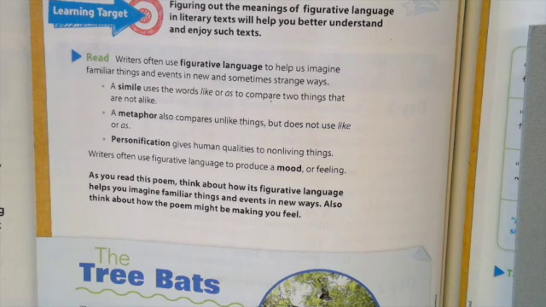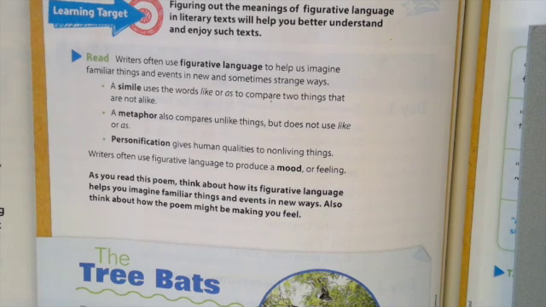On page 266 in your reading workbook, we're going to look at 3 types of figurative language. It says, writers often use figurative language to help us imagine familiar things and events in new and sometimes strange ways. A simile uses the words like or as to compare two things that are not alike. A metaphor also compares two things but does not use like or as. Personification gives human qualities to non-living things.